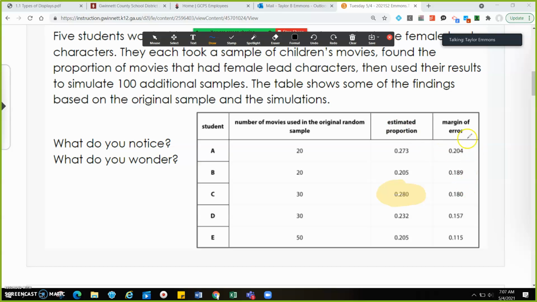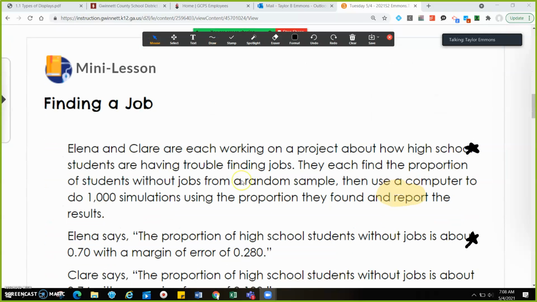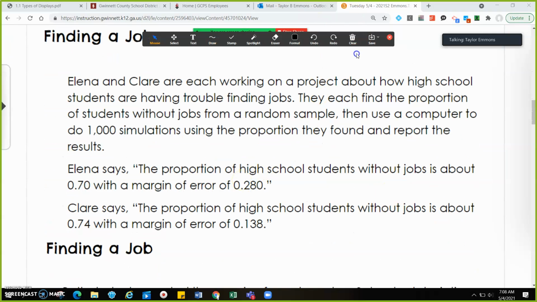Okay, look at how this is my smallest margin of error. So that's got the closest and narrowest. And then this has the greatest margin of error. Okay, and then look at the proportion. So our true mean is probably going to lie somewhere around 0.2, right? All right, so let's go ahead and look at today's stuff.